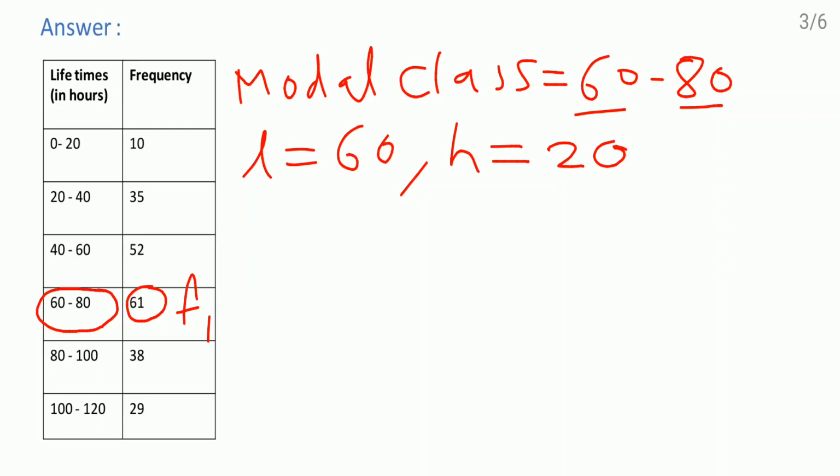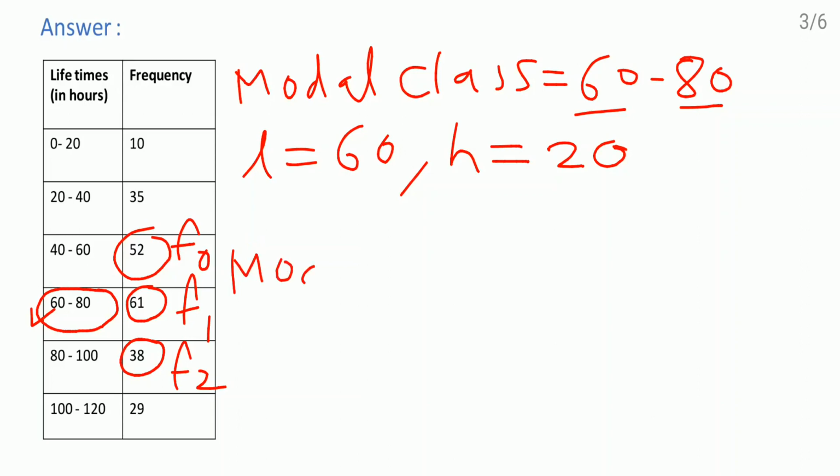Now, once again look at the table. This is the modal class, and this one is the frequency of the previous class. This frequency we will name F0. And the frequency of the succeeding class is F2. We can mention this in the table itself. Now, we know F1, we know F0, we know F2. Let us write down the formula to find the mode.